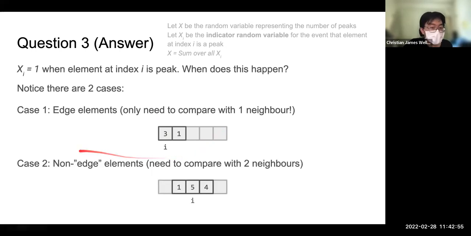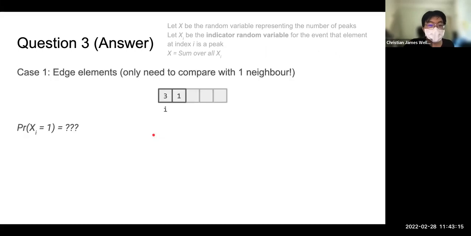Okay, but in case 2, where you have the non-edge elements, you need to compare with two neighbors, either to the left or to both the right and the left. So it's a case-by-case basis. What I kind of like about this question is that the probability is not the same throughout. You need to break it down a bit further.